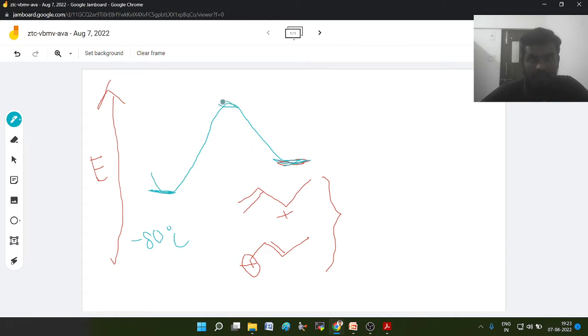So this corresponds to a transition state. My point is that the activation energy I will represent like this. The reaction has a very low activation energy at minus 80 degrees Celsius, and it can easily go and form the product, which was the major product.